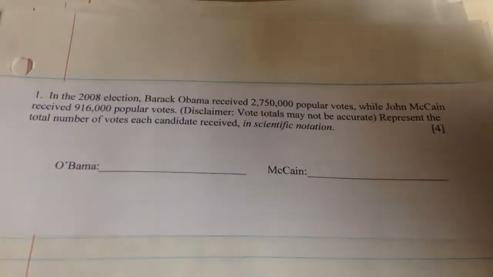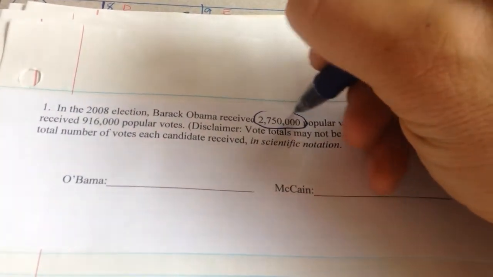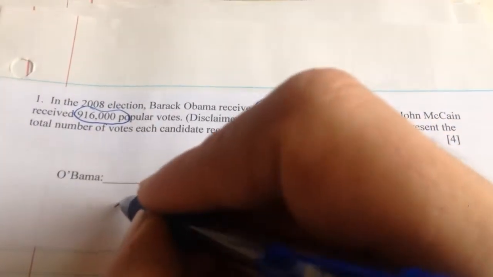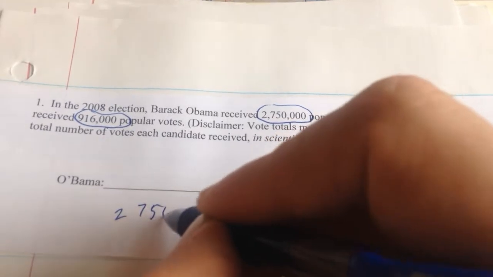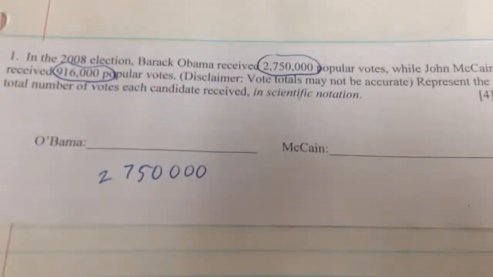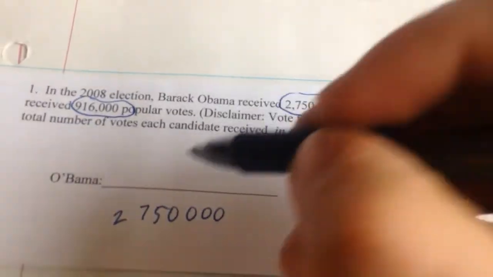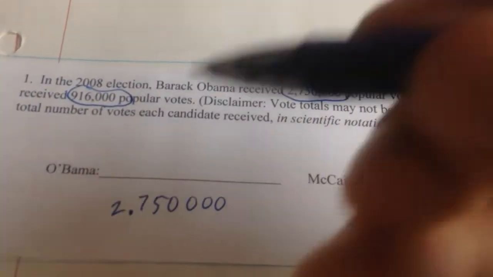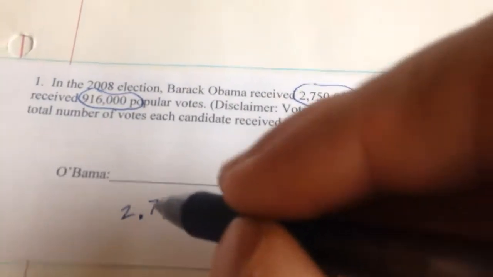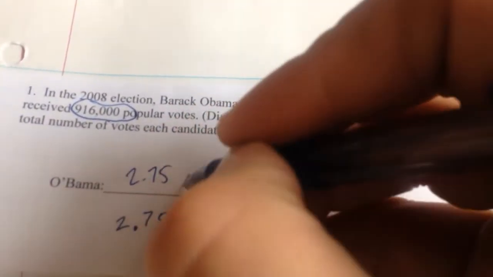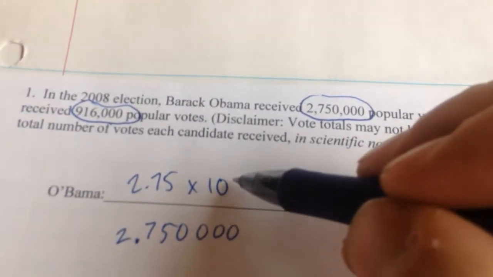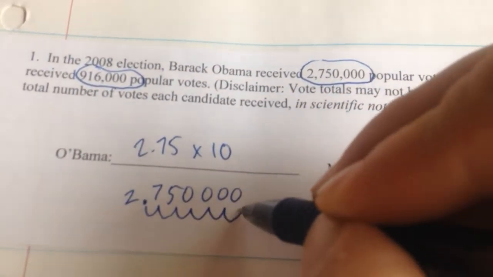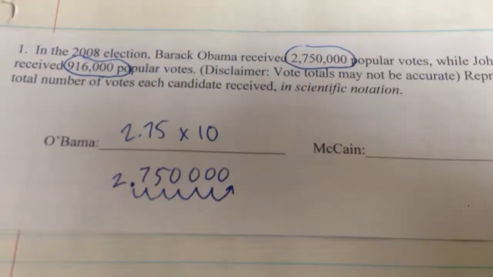In number one, they want you to convert these votes into scientific notation. So if Obama was 2,750,000, I want to take this number and place a decimal between two digits that makes this number between 1 and 10. 2.75 is just that. So 2.75 times 10 to the, well, how many decimals would I need to move to the right to get to the spot after that last 0?